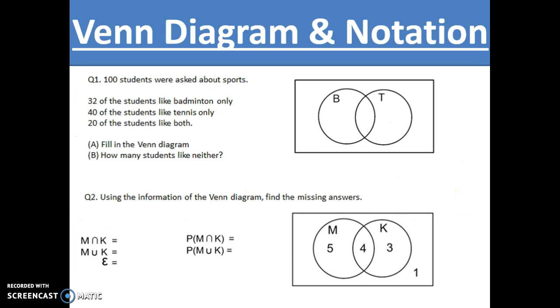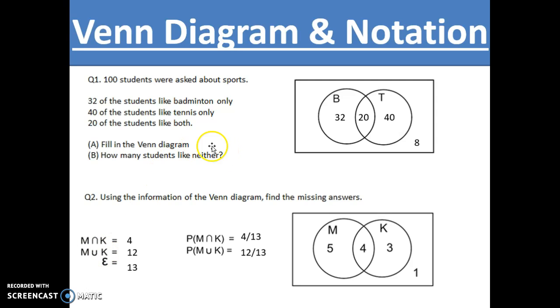Okay, here are some questions. Pause if you'd like to have a go. Okay, so for the very first one, 100 students were asked about sports. 32 of the students like badminton only, 40 students like tennis only, 20 students like both. Fill in the Venn diagram and say how many students like neither. Because the word "only" appears, it'll be quite easy for us to fill this in. For the second one, using information from the Venn diagram, find the missing answers. Again, it should be quite easy once you understand these symbols.